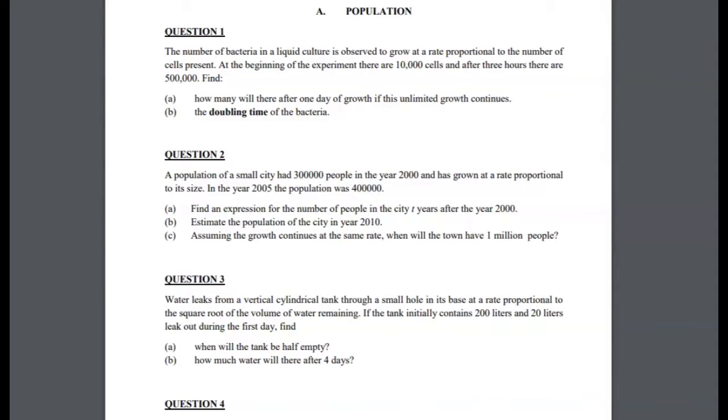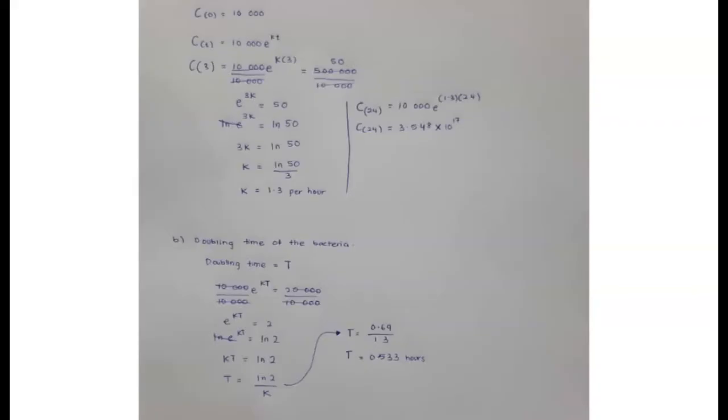For the first one, how many will there be after 1 day of growth? As we can see, at the beginning there are 10,000 cells, and after 3 hours they are increasing to 500,000. Here is the solution. At the beginning, time is 0 and we have 10,000, and after 3 hours we got 500,000.